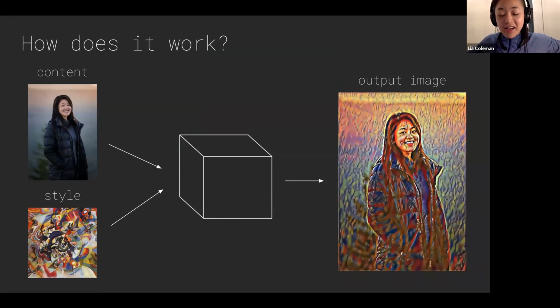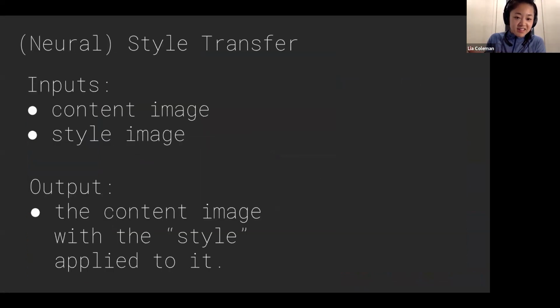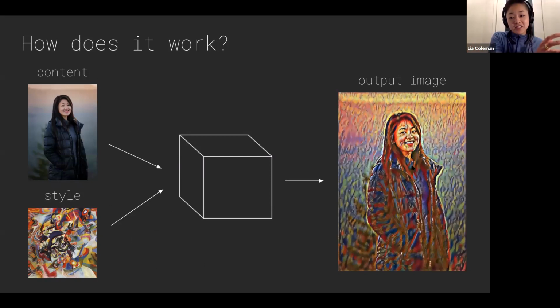Yeah, and so how does style transfer work? What it does is it accepts two things as inputs. There are two inputs. One is a content image, and one is your style image. And it takes those and produces an output image. As you can see, the output image is like the content image with the style of your supplied style image applied on top of it.